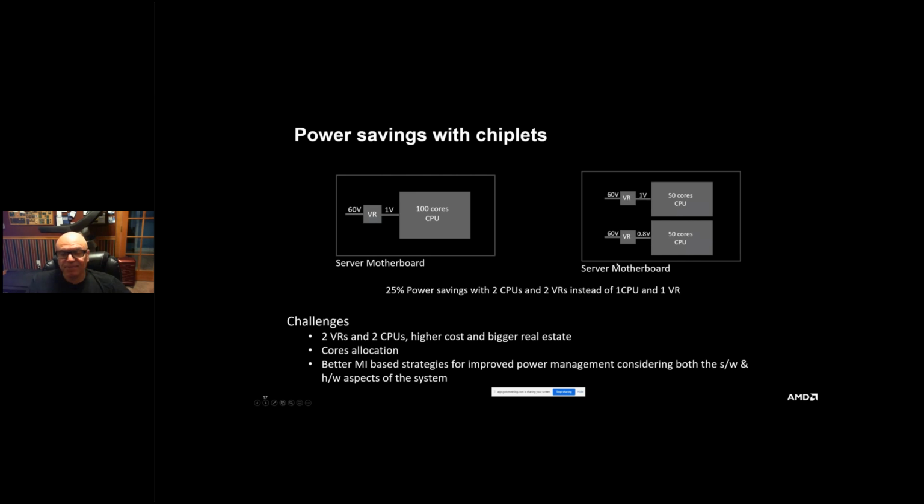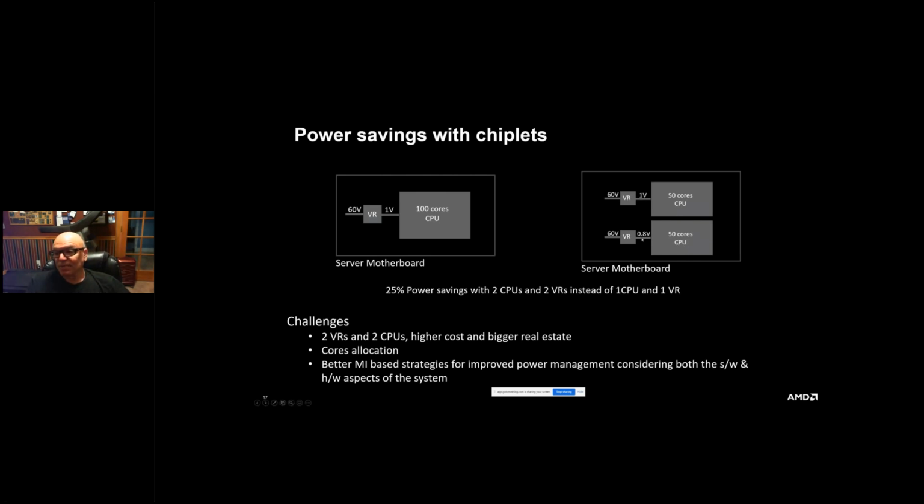Okay, so that seems very simple, right? But it comes with some complications. First of all, now I have two voltage regulators instead of one. So it's higher cost and more real estate, right? Another interesting software problem you created: here all the cores are equal, here some cores are faster than other cores. So now whatever software you have that's going to allocate or provision machines needs to be aware of that.